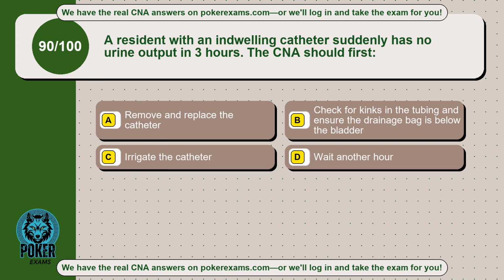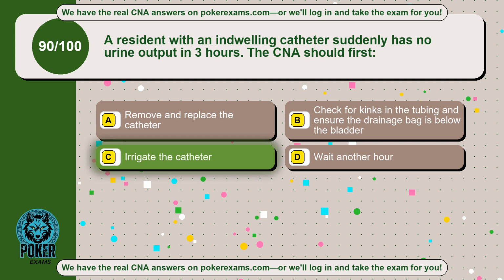Question 90. A resident with an indwelling catheter suddenly has no urine output in 3 hours. The CNA should first: Option A, remove and replace the catheter. Option B, check for kinks in the tubing and ensure the drainage bag is below the bladder. Option C, irrigate the catheter. Option D, wait another hour.